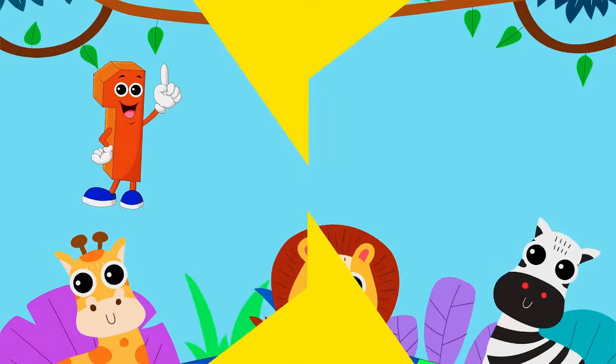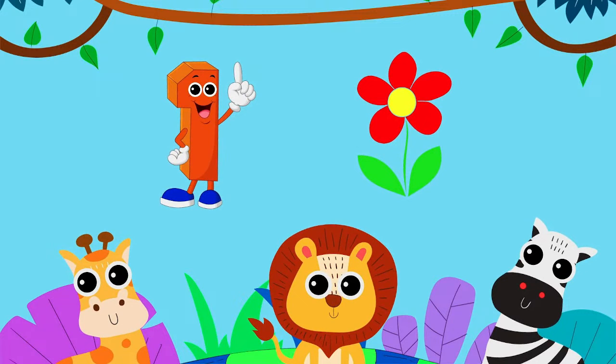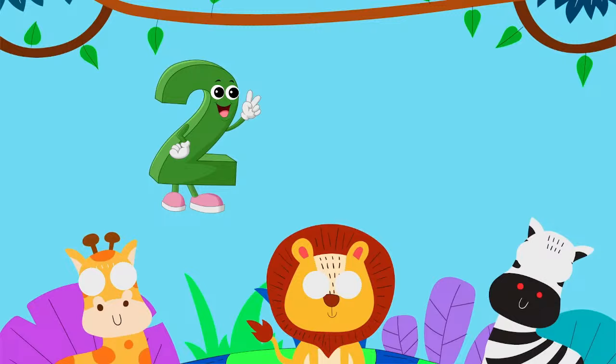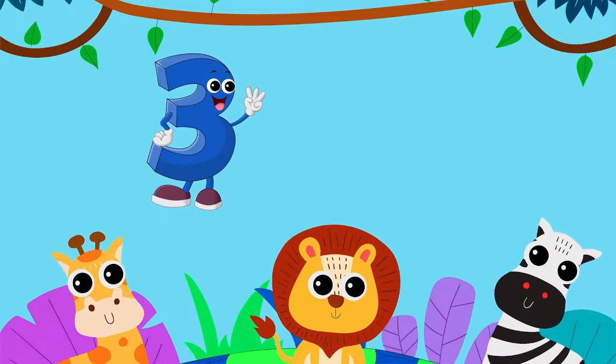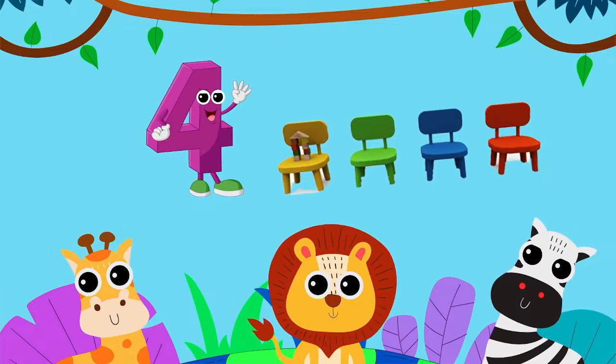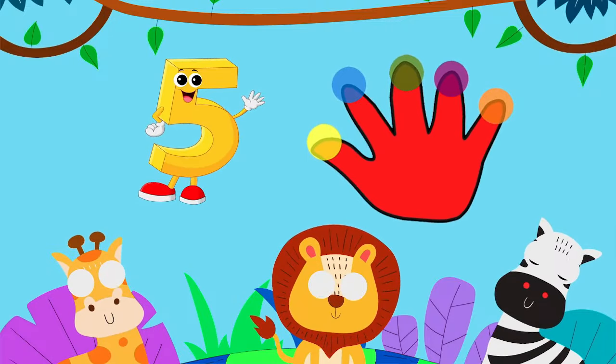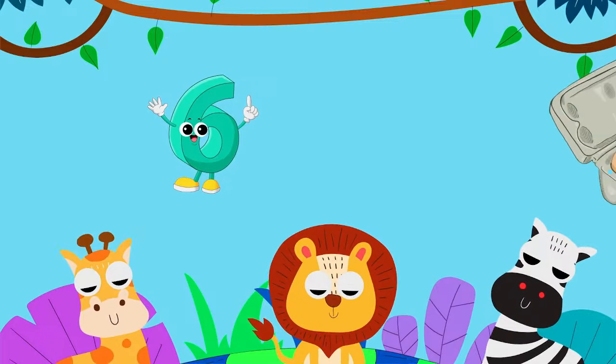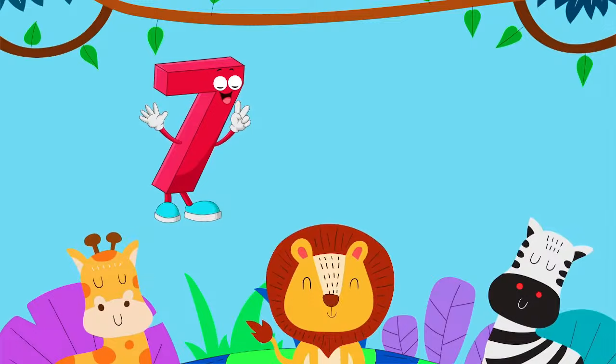1, flower. 2, shoes. 3, orange. 4, chairs. 5, fingers. 6, eggs. 7, dice.